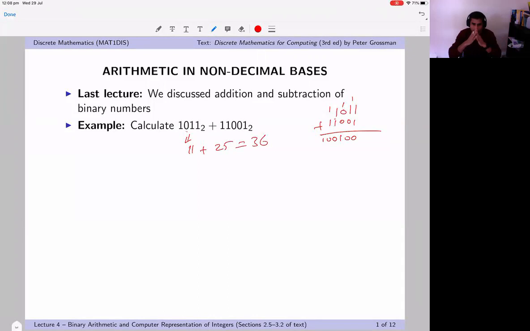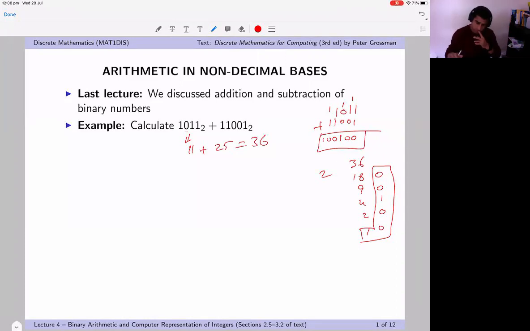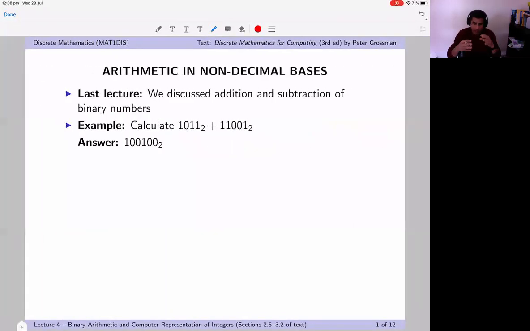And if you want to write 36 in binary, converting 36 to binary would be 18, 0, 9, 0, 4, 1, 2, 0, 1, 0. As you can see, this is 1, 0, 0, 1, 0, 0. So the answer that we've calculated here is correct. Okay, so that's how we've been adding numbers.